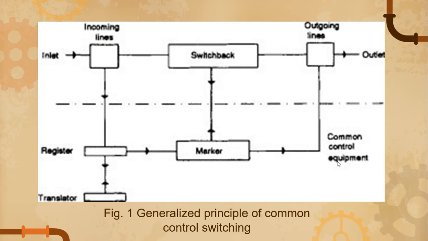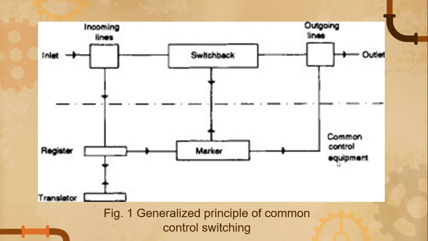translator and marker, deals with the call connection set up through the switch block, being released from a call on common connection establishment to deal with other call connections. The marker controls the switching.